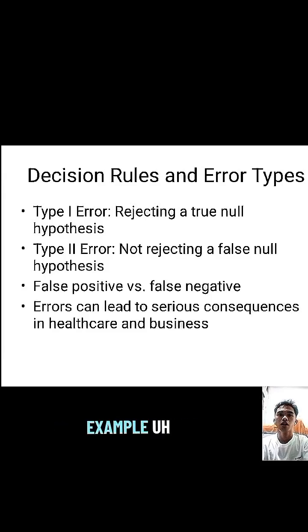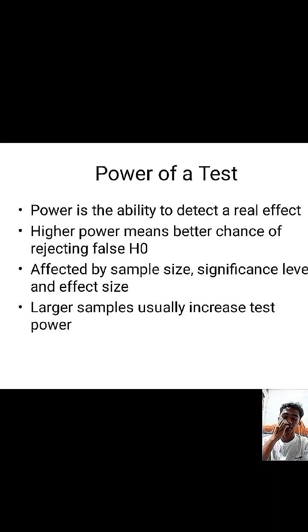Example, a type 1 error happens if the doctor says a patient has a disease when they do not have it. A type 2 error happens if the doctor says a patient is healthy when they are actually sick.